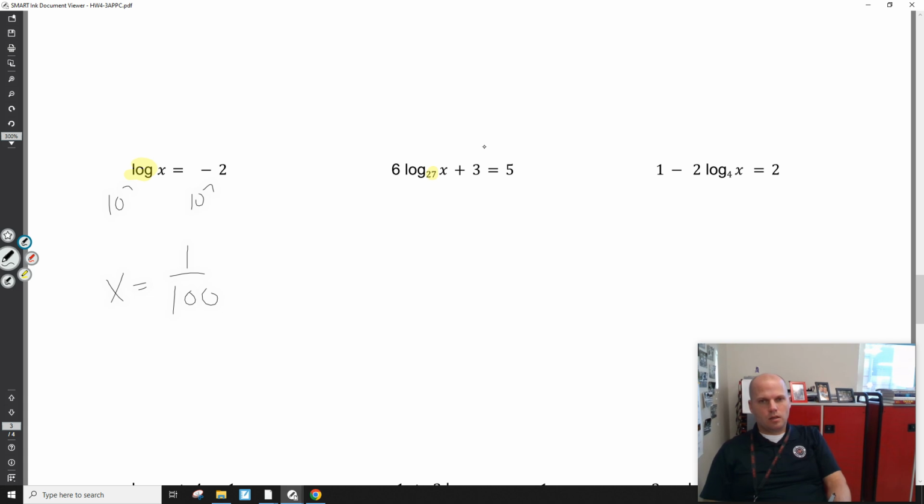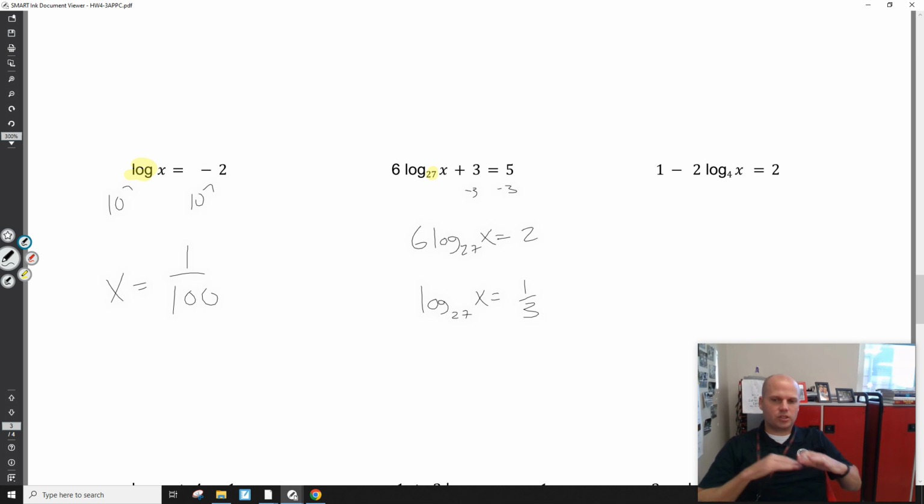Isolate the log before you try to take powers of both sides. There are other properties we are going to learn eventually where it's like, oh, couldn't I just do this? And the answer is yes. But let's just isolate the log right now and then get rid of the log. I'm going to do 27 to the 1/3. What is the cubed root of 27? 3. We should be comfortable with that.